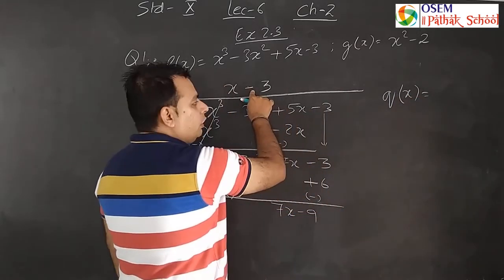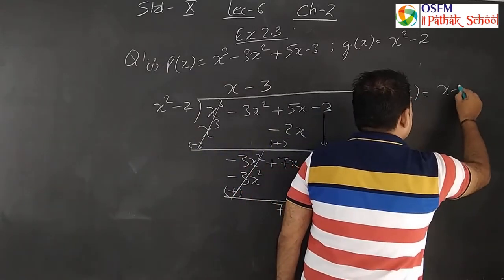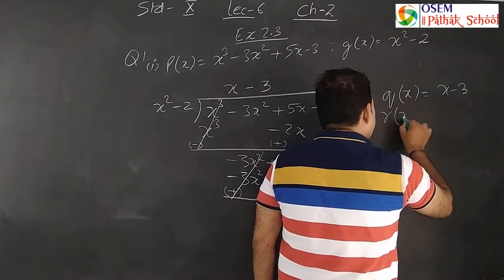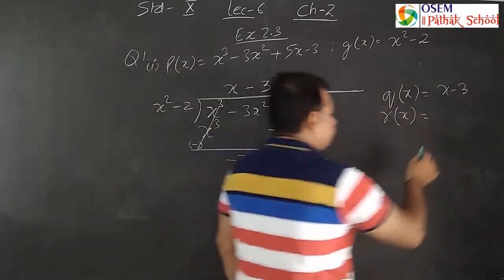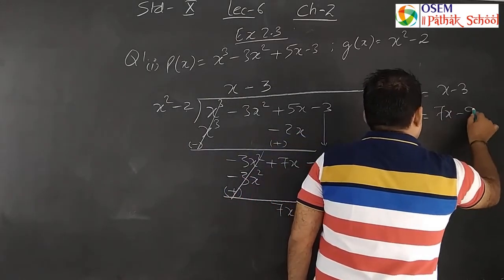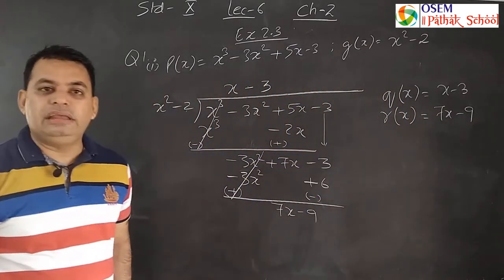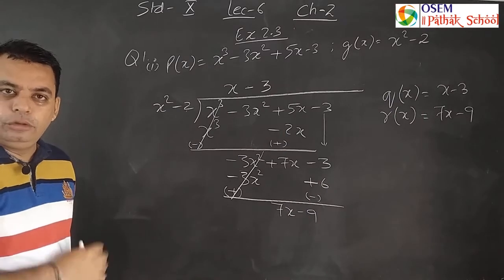Question, what have you got? x minus 3, and what have you got? 7x minus 9. So this was your division. Hope you have understood this topic.